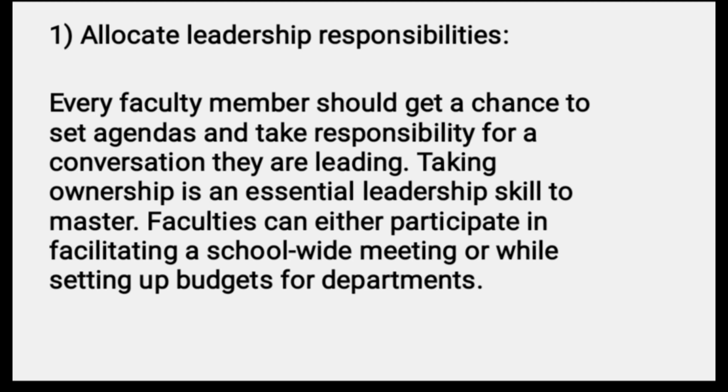In allocating leadership responsibilities, every faculty member should get a chance to set agendas and take responsibility for a conversation they are leading. Taking ownership is an essential leadership skill to master. Faculties can either participate in facilitating a school-wide meeting or in setting up budgets for departments.